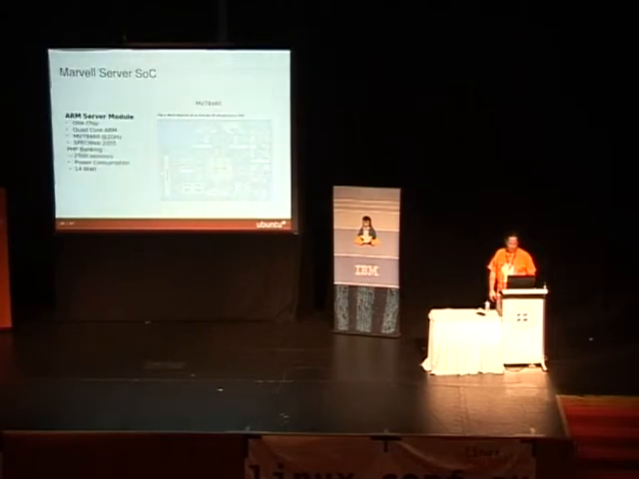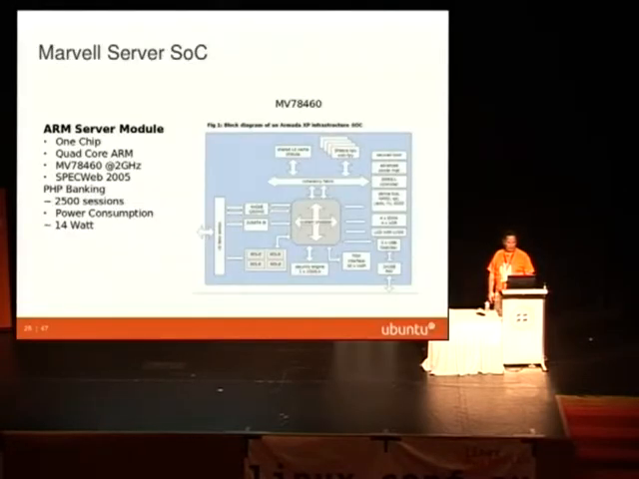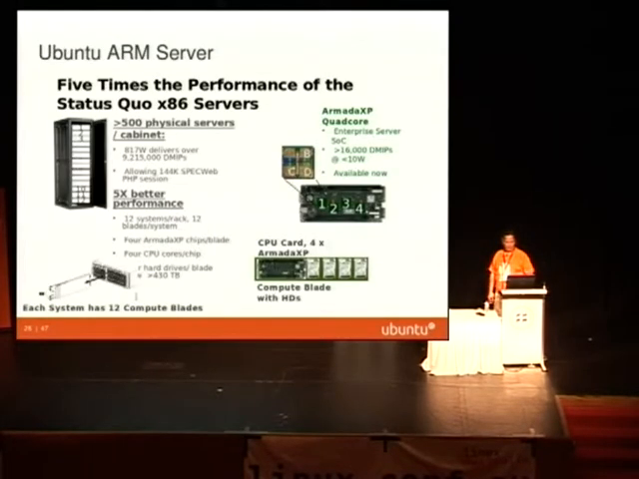So here is a quick picture of a Marvell server SoC. Now this is public information. They've got one chip, it's quad core. Their total power consumption at full boat is 14 watts. They're looking at putting these into very high density servers, more than 500 servers per cabinet, including drives. So this lets them get a lot of servers in a very dense area. They're not the only players on the block.